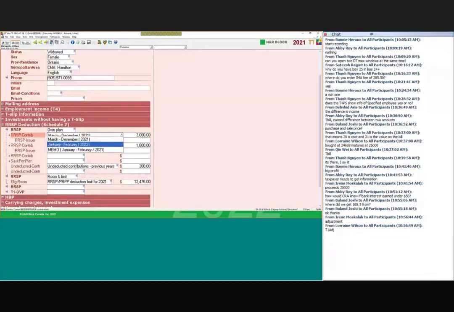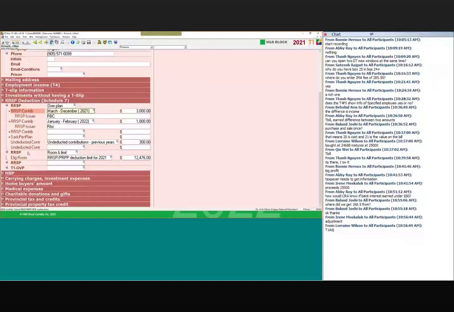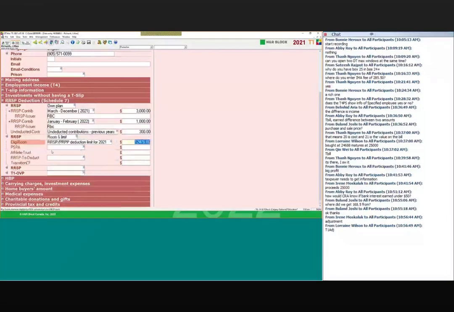So these are the 2 entries we're going to make. This is what we have for Lillian, RBC contributions of $3,000 and $1,000. We also have to put in her RSP deduction limit, and that is given to us in the problem. It says in the exercise it's $12,476. So we're going to go to the other box, which will ask us, is this for a spousal plan? No, but room and limit. So we're going to put our room and limit in as $12,476.